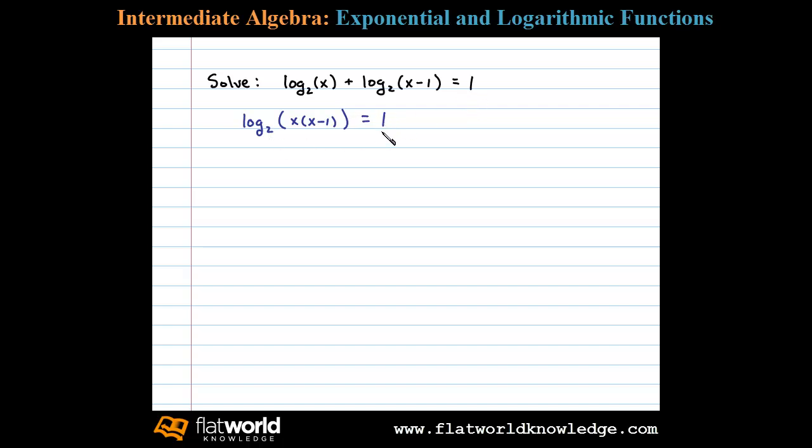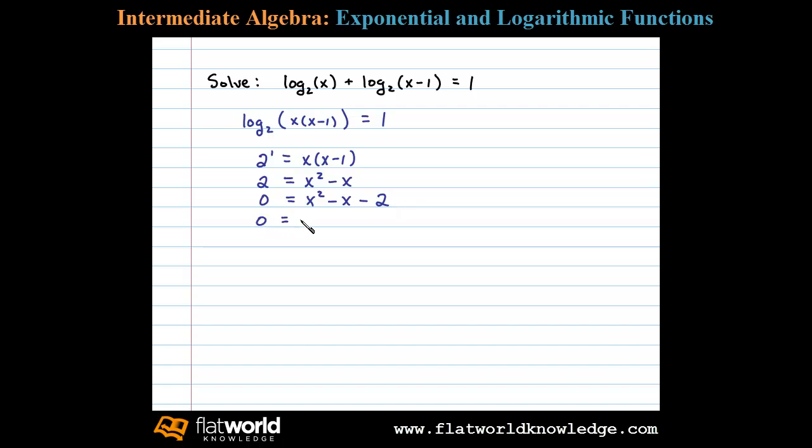Now at this point we can then apply the definition. So 2 to the 1 power has to equal this argument x times x minus 1. In other words, 2 equals x squared minus x. Now at this point we have a quadratic equation which we can obtain standard form if we subtract 2 on both sides, and that'll leave us with 0 equals x squared minus x minus 2.